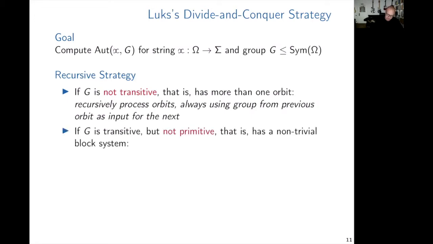Now, what if the group is transitive? Well, then we check, is it primitive? Primitive means that it has no non-trivial block system. But if it's not primitive, we can compute a block system. So a partition like this. Okay.